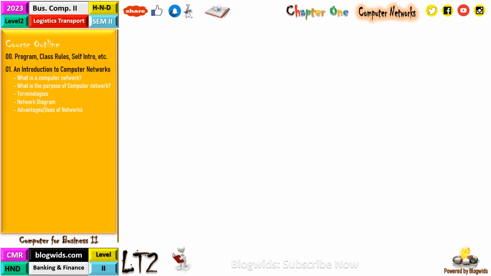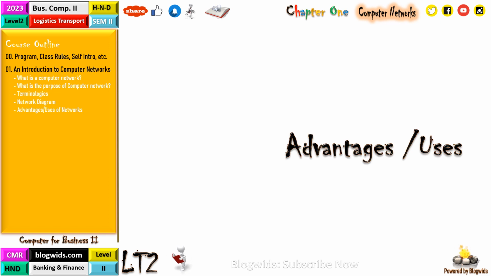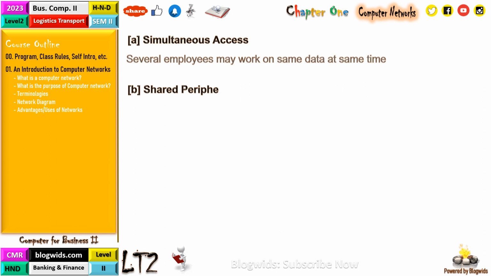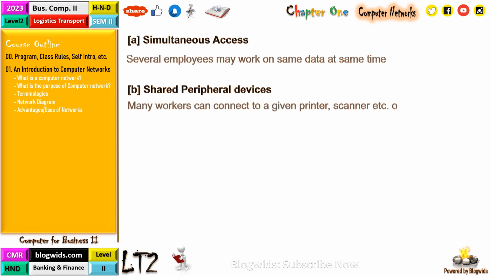So what are some advantages of networks? What are the advantages of uses or uses of networks? So the first advantage of a network is that there is simultaneous access. Okay, simultaneous access. So several employees may work on the same data at the same time. So several workers can work on the same data at the same time. That's the advantage of a network. B, shared peripheral devices. Many employees can share the same printer and so on. Okay, so many workers can be connected to the same printer, scanner, and so on the network instead of buying so many of them.